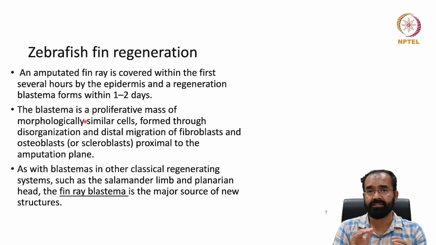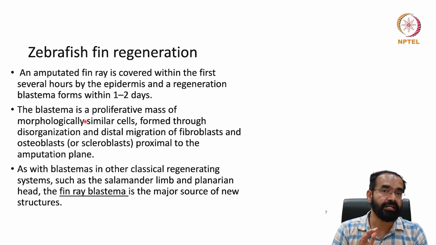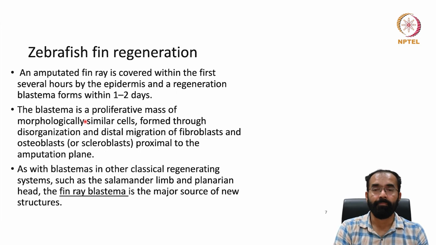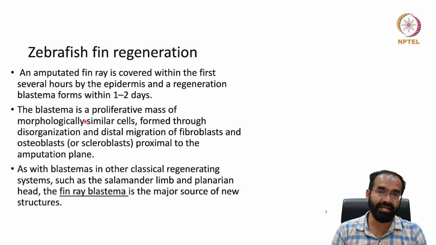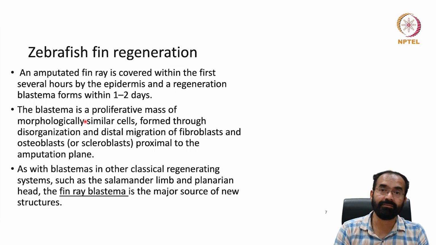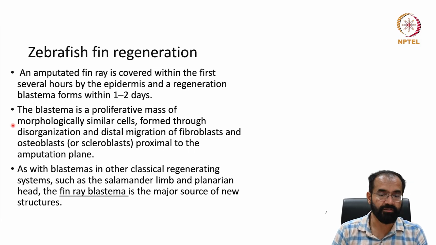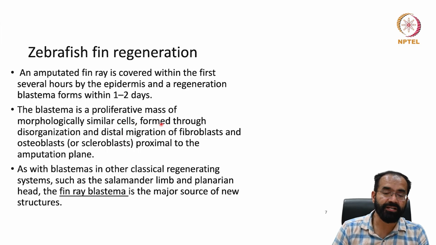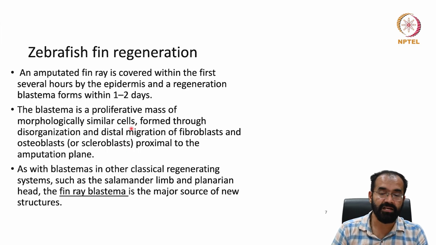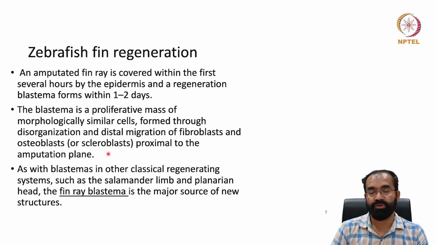And if this epidermal layer covering is not formed, for some reason you stop it, you cannot get any blastema formed. Or in other words, this epithelial layer that is formed from the migration of cells from the surrounding tissue is essential for the blastema to kickstart. So blastema takes around 1 to 2 days. The blastema is a proliferative mass of morphologically similar cells formed through disorganization and distal migration of fibroblasts and osteoblasts or scleroblasts proximal to the amputation plane.